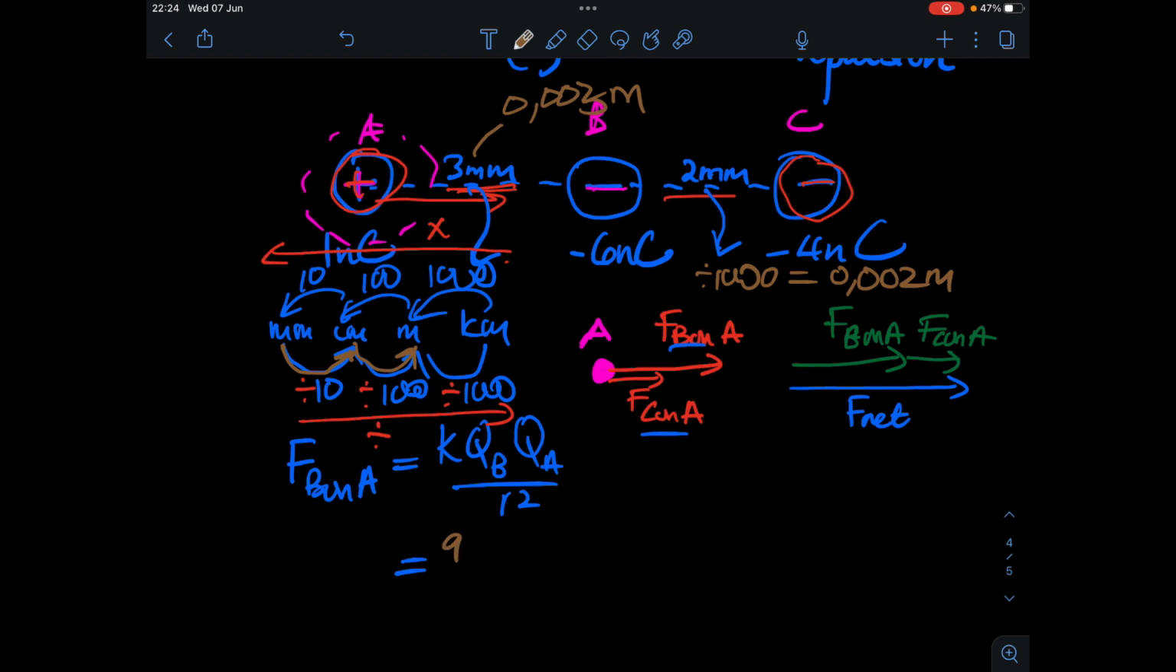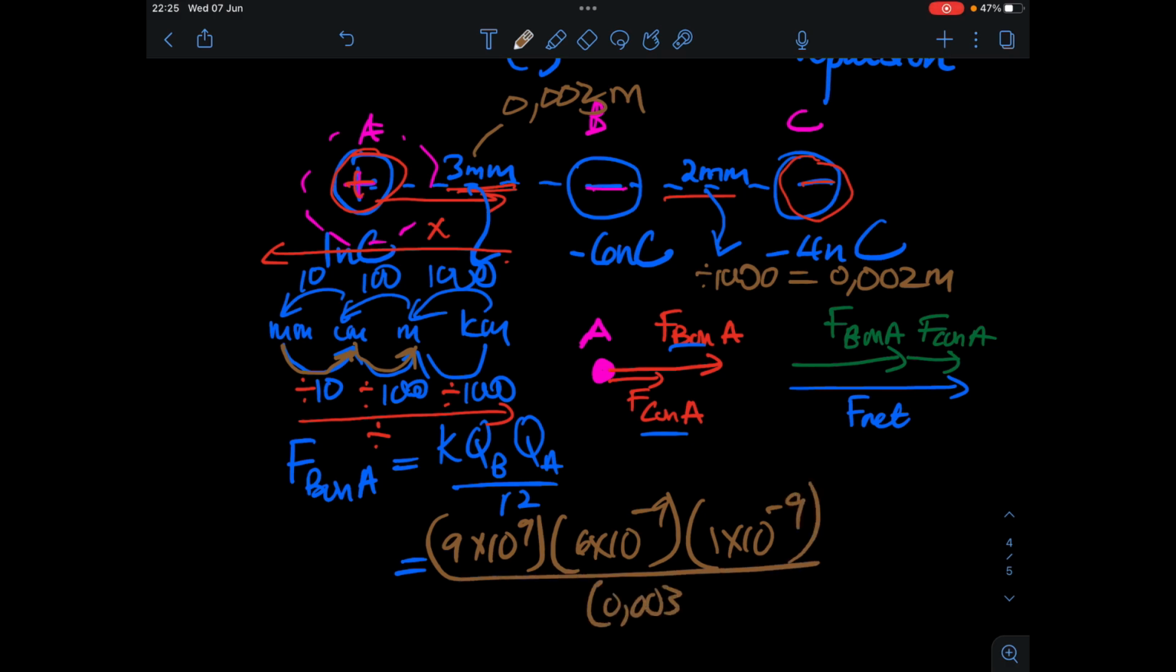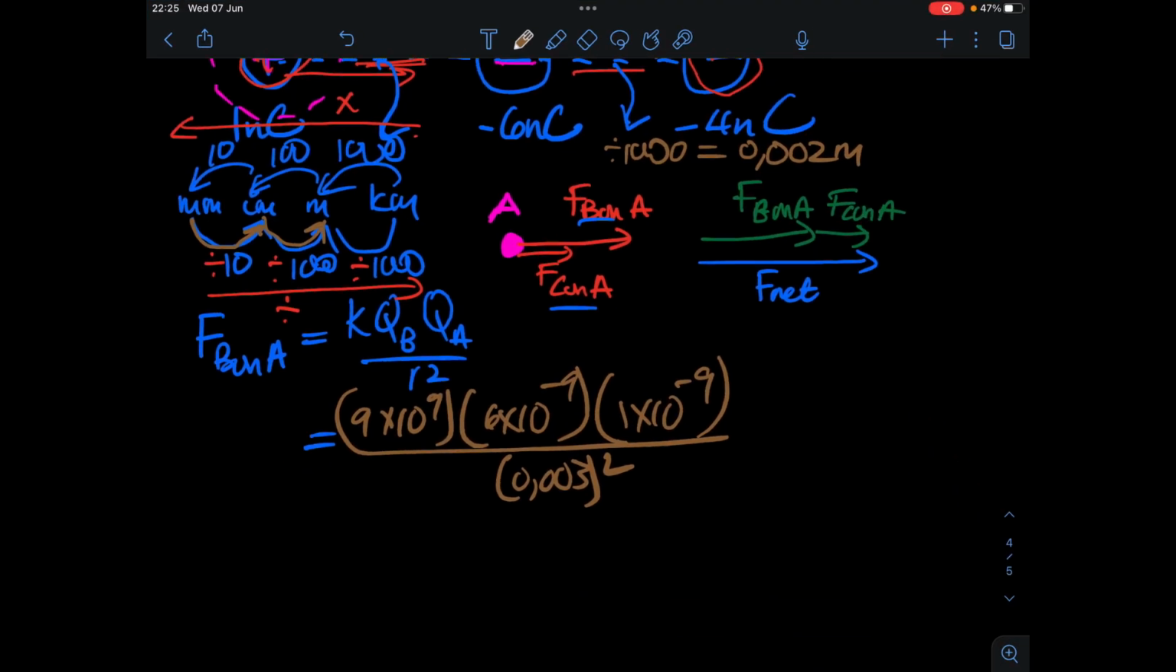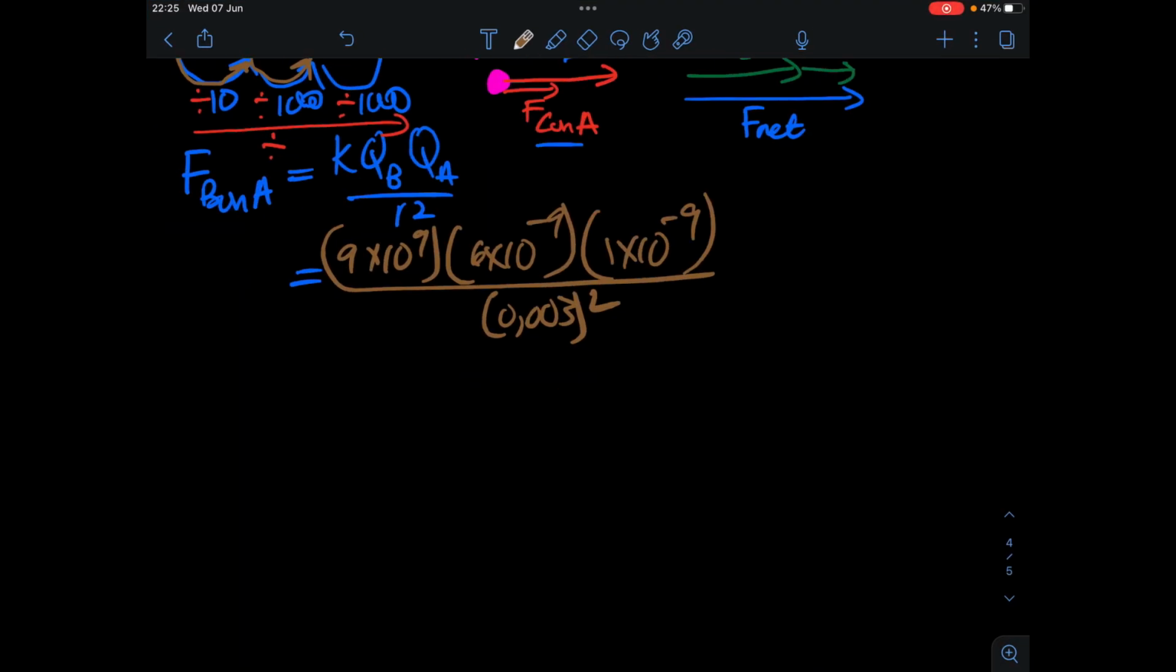So our K there is 9 times 10 to the power 9 multiplied by charge B. What is our charge B there? It's 6 times 10 to the power negative 9. Charge A there is 1 times 10 to the power negative 9, all divided by 0.03 squared. Guys, it's very important to punch everything in the calculator. 9 times 10 to the power 9 times 6 times 10 to the power negative 9 times 1 times 10 to the power negative 9, all divided by 0.03 squared. So the answer there is 6 times 10 to the power negative 3 newtons.